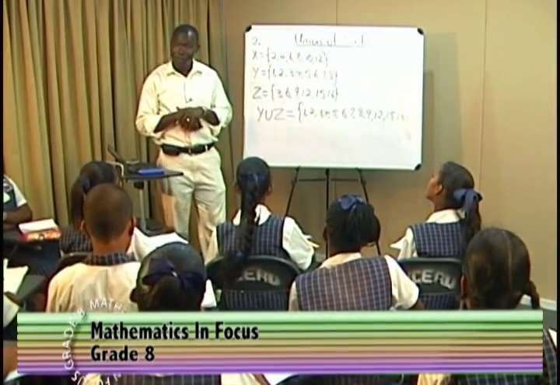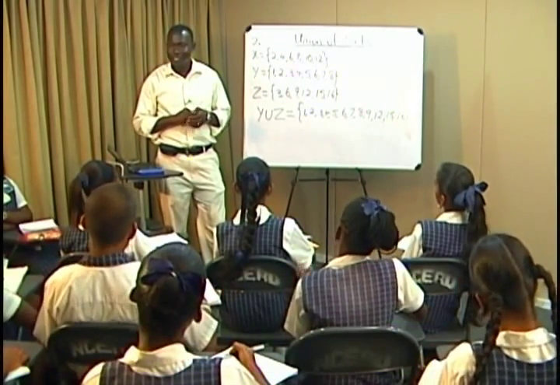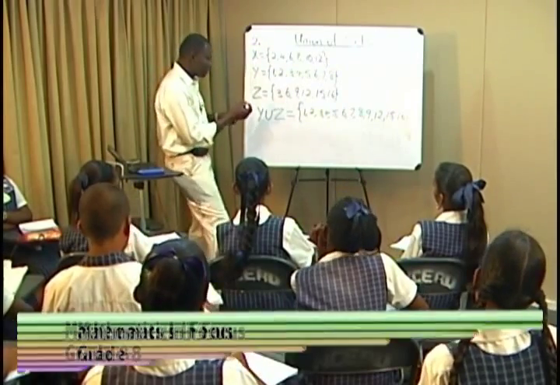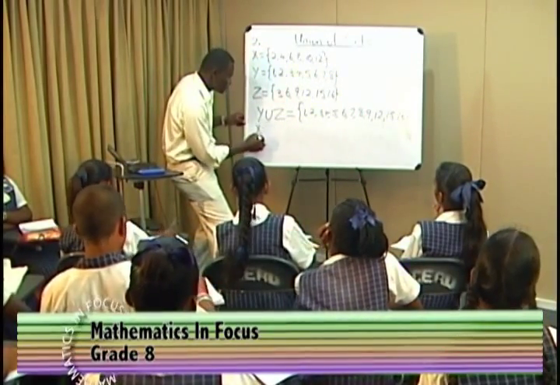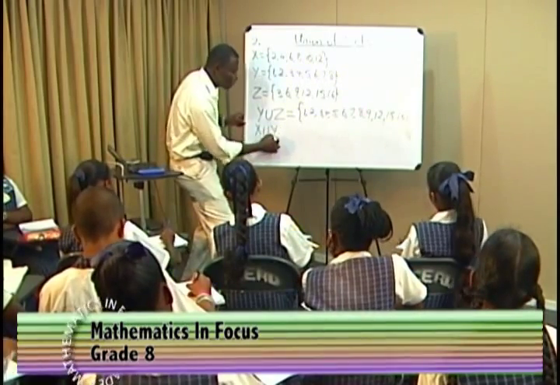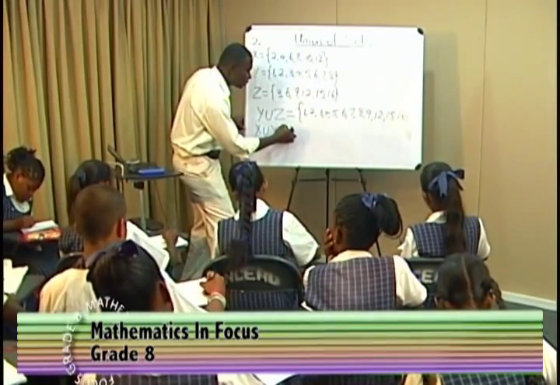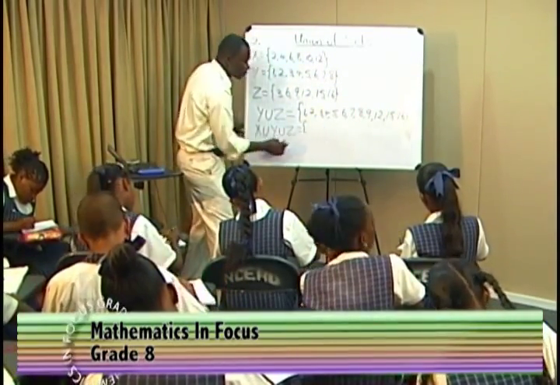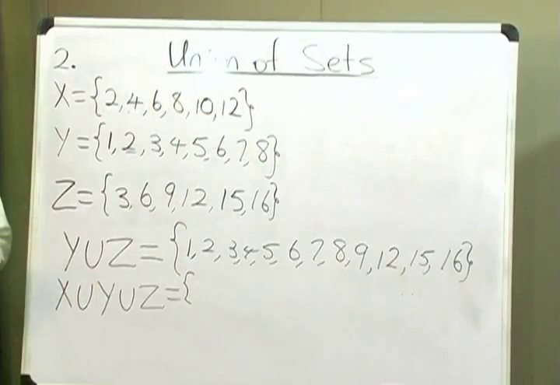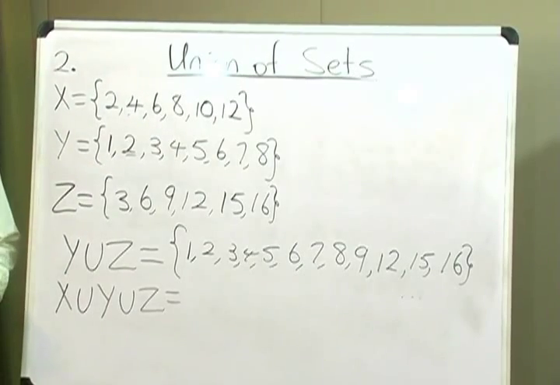I'm afraid to give you this next one, you know. Alright, let me give you. Look at this next one. X union Y union Z. Do you think this one should be easy? Yes, sir.